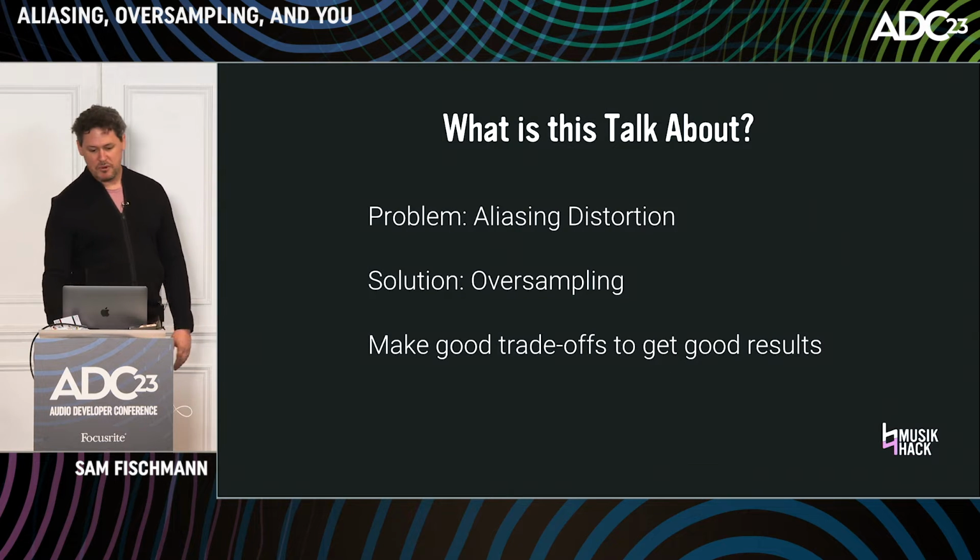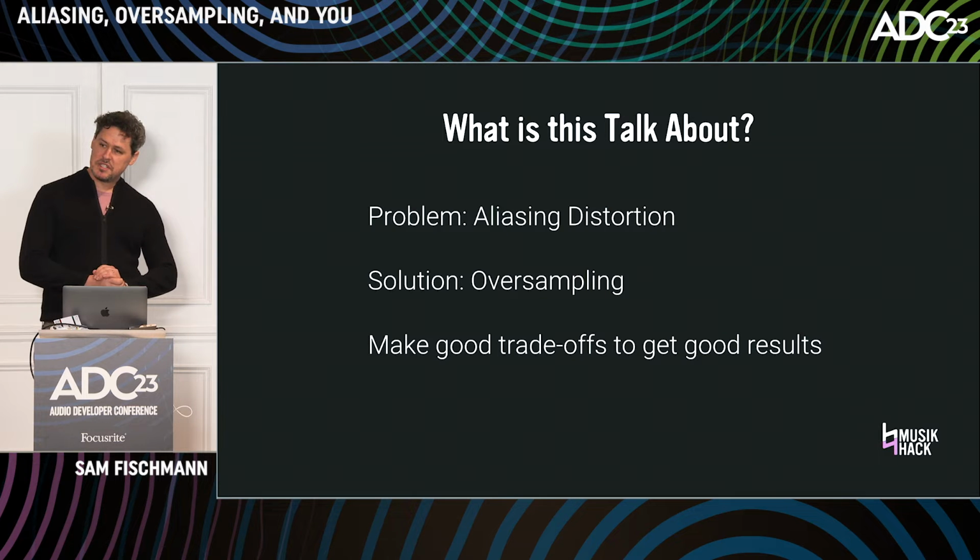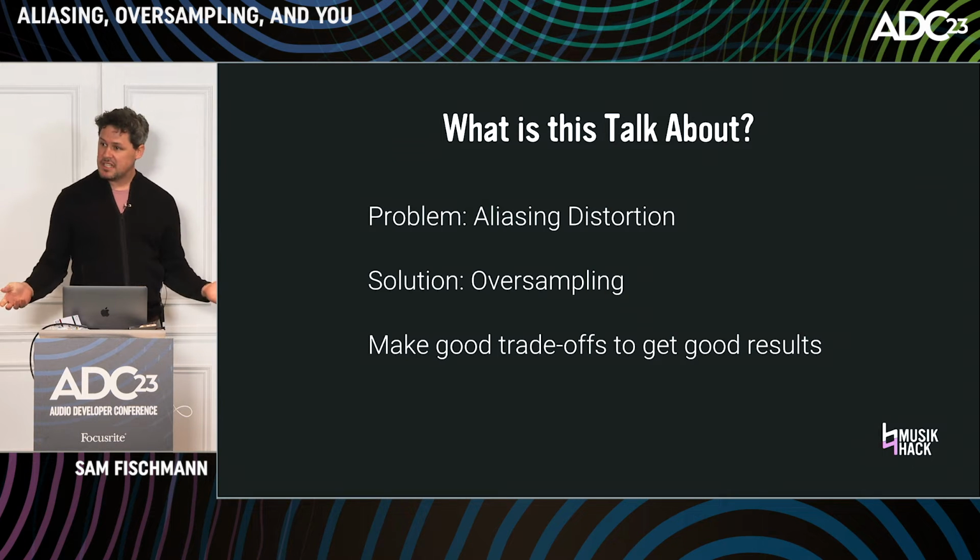And what am I going to talk about? We're going to talk about aliasing distortion. We're going to talk about the ways that you address it most commonly. That's through oversampling. It's not the only way.